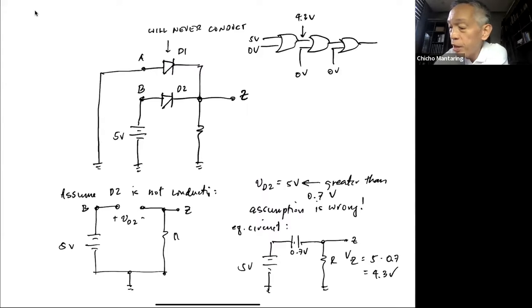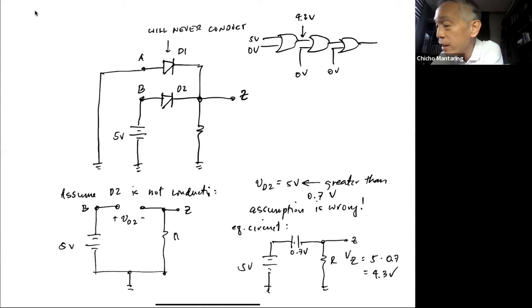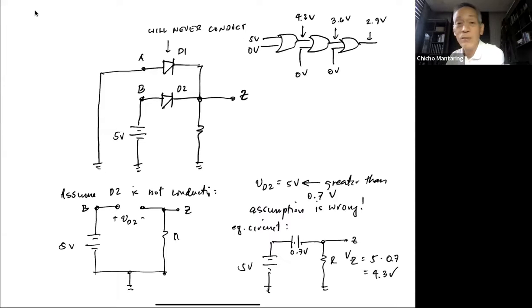Okay, if I have 4.3 volts in one input and 0 volts in the other input, this will be reduced again by 0.7. So this is going to be 4.3 minus 0.7, which is 3.6. And eventually, this will be reduced again by 0.7, so this is going to be 2.9 volts. So the voltage goes down and down. Each time it passes through a diode OR gate, your voltage goes down by 0.7.